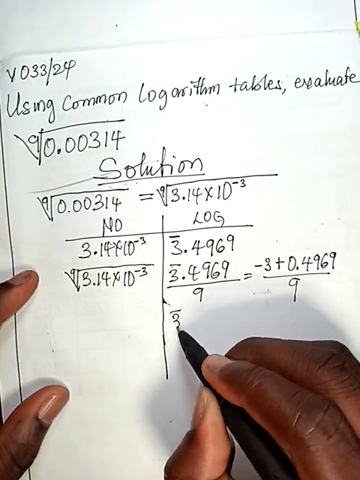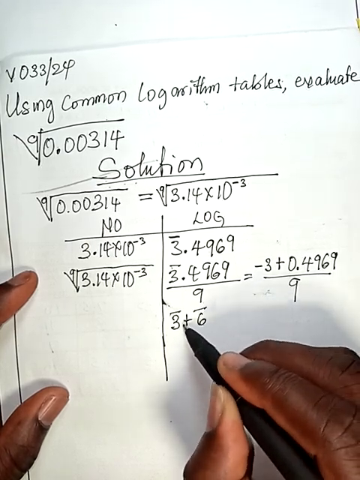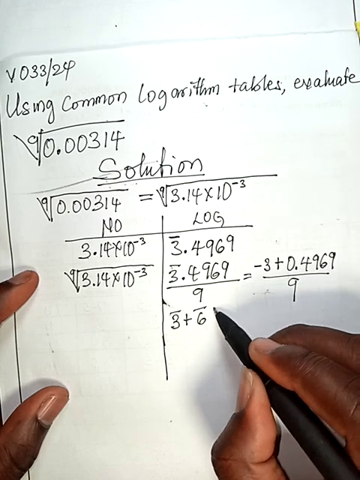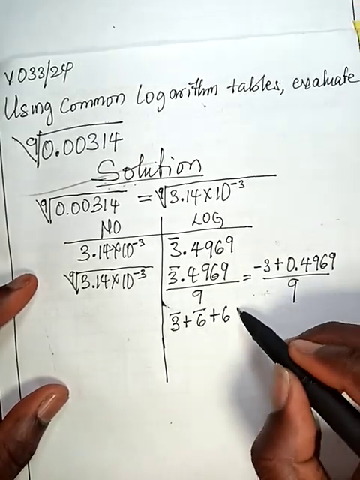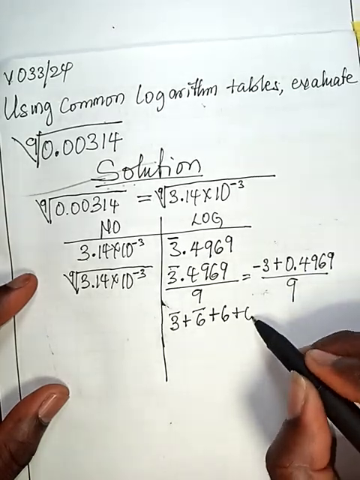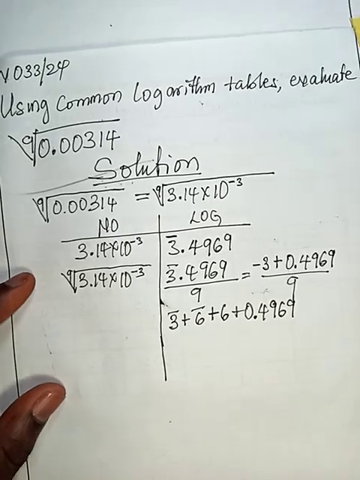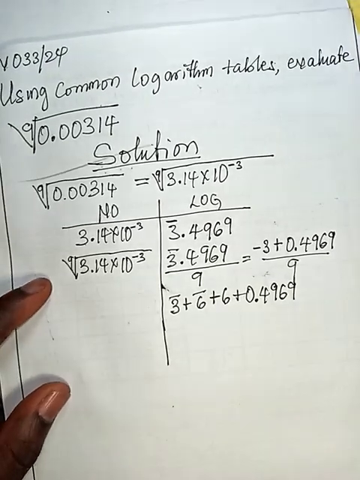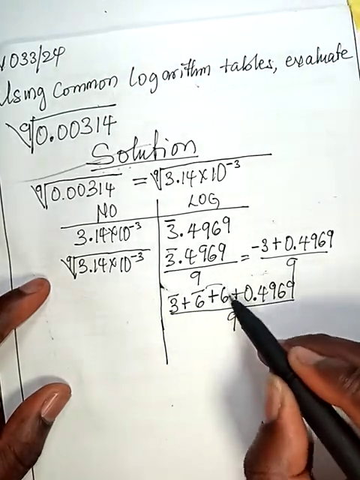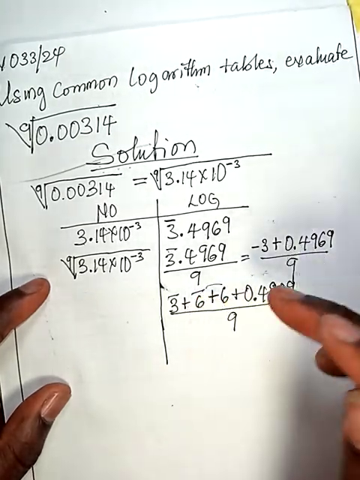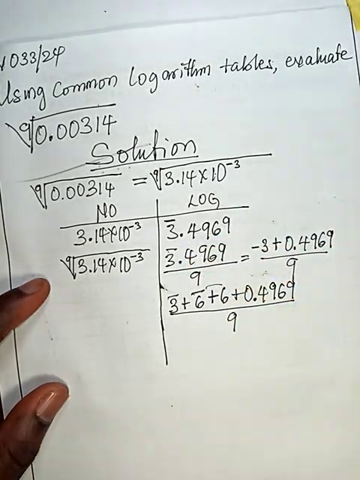So what I have here will now be bar 3 plus bar 6. I've subtracted 6 here, so I have to add that 6, plus 6, and then plus this part, 0.4969. Now this is all divided by 9. Now notice that this will cancel out. This is 0. Without this, this is bar 6. Without this, we'll go back to this.